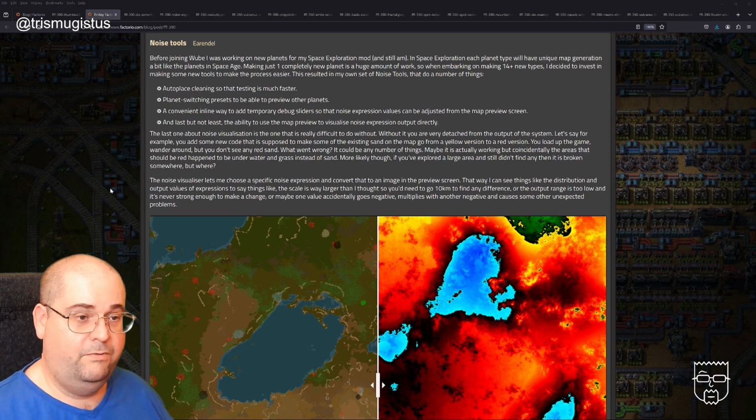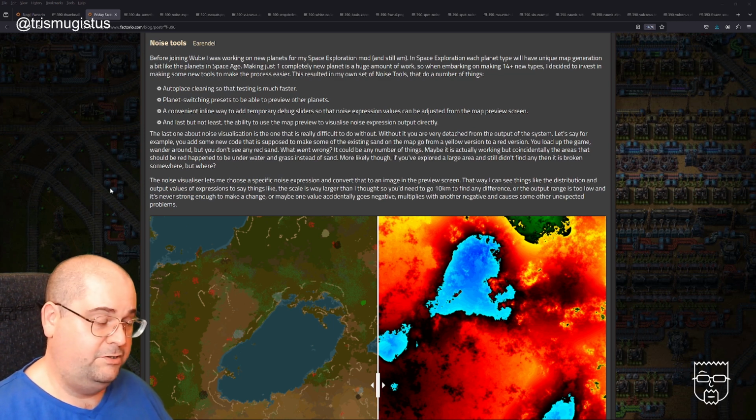Let's say, for example, you add some new code that is supposed to make some of the existing sand on the map go from a yellow version to a red version. You load up the game, wander around, but you don't see any red sand. What went wrong? It could be any number of things.